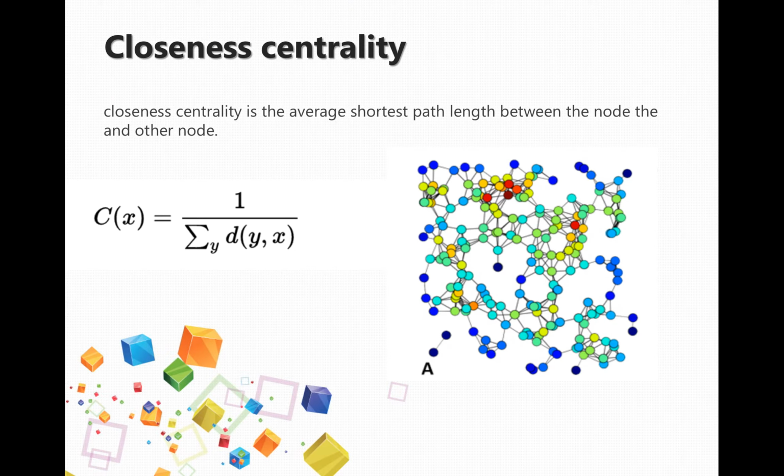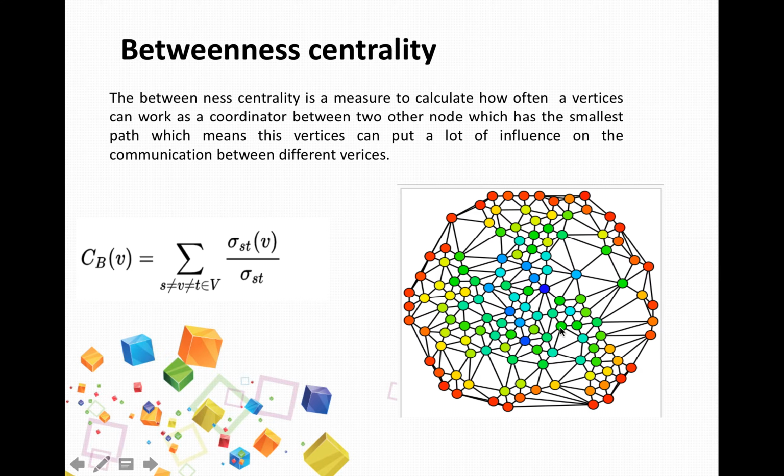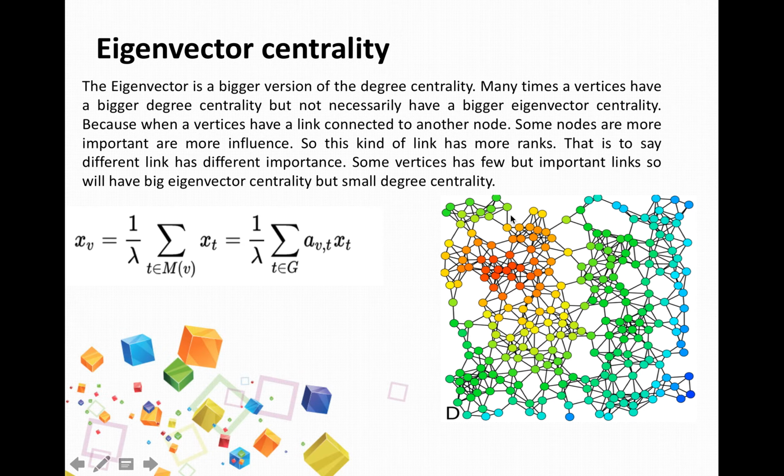Closeness centrality is based on the average shortest path length between the node and the other nodes. Here is the equation, and here is a picture. Betweenness centrality is a measure of how often a vertex can work as a coordinator between two other nodes on their shortest path, which means these vertices can put a lot of influence on the communication between different vertices. And here is an equation, and here is a picture to show it.